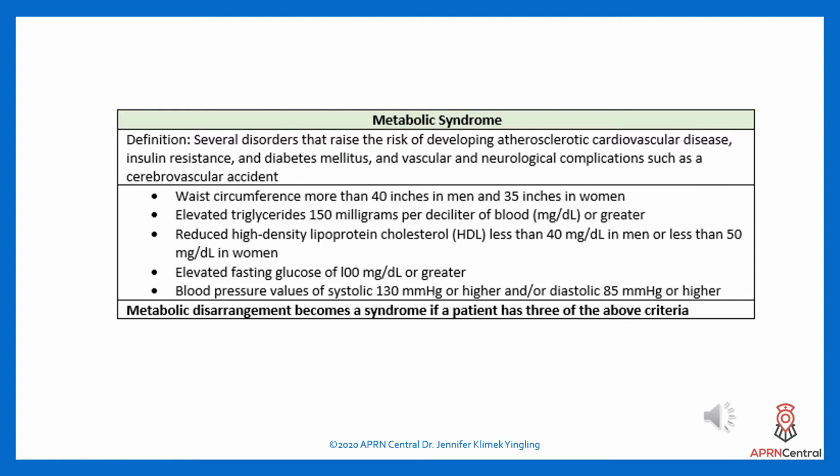And blood pressure values of 130/85 or higher. Okay, they have to have 3 of those to meet criteria for metabolic syndrome. And you want to be on the lookout for this because often diabetes will not just stand alone. It'll kind of cohabitate with hypertension, with high triglyceridemia, with cardiovascular disease.